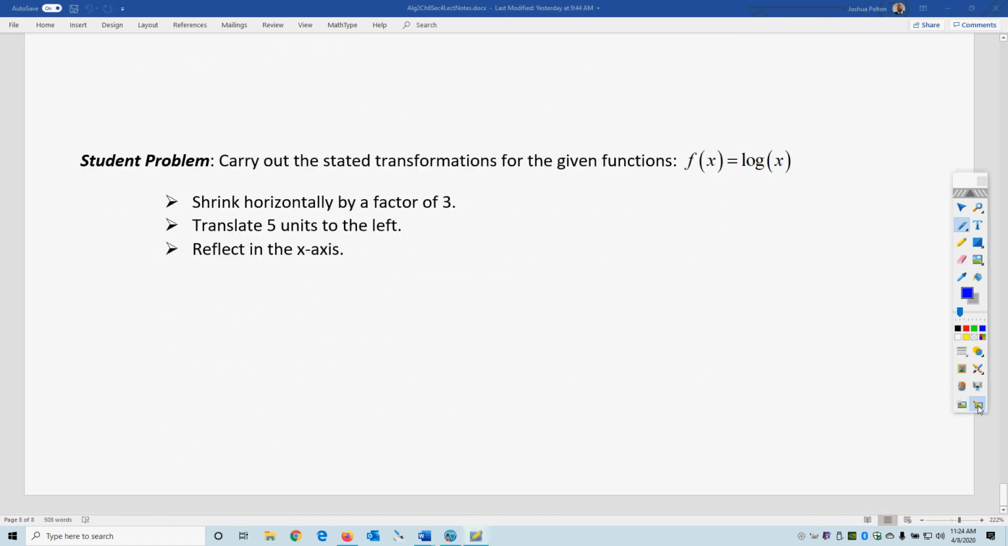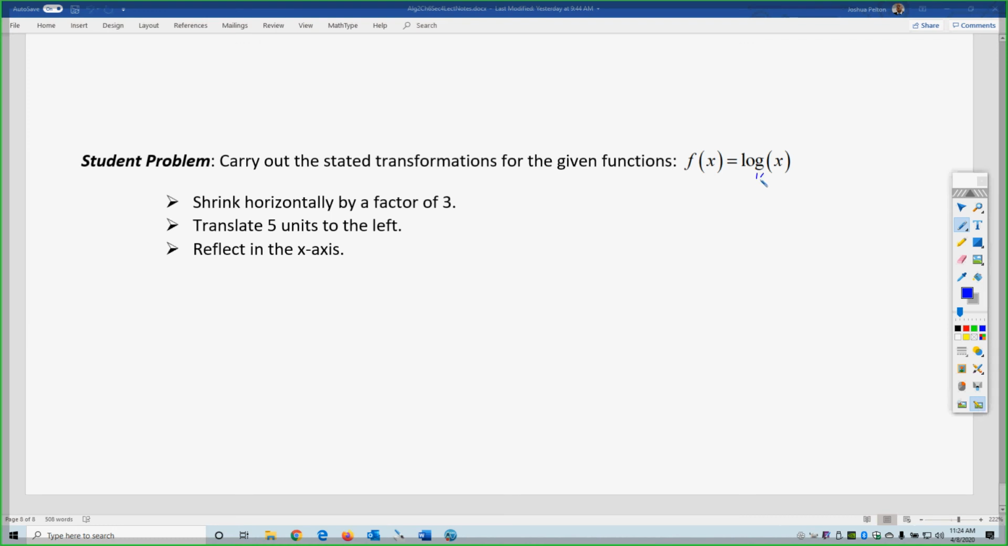All right, so you have a common log, which is log base 10, if it's not specified. And we need to do these 3 things to it. Based on this, translating horizontally comes first in the order of transformations. Shrinking and stretching, which is scaling, comes second. And third is reflections. Fourth would be vertical translations. There aren't any here.